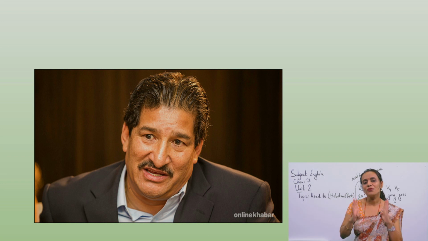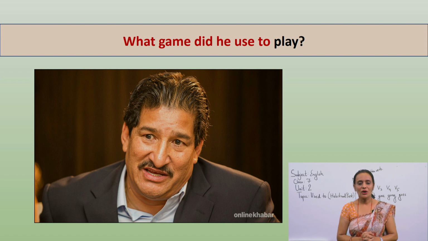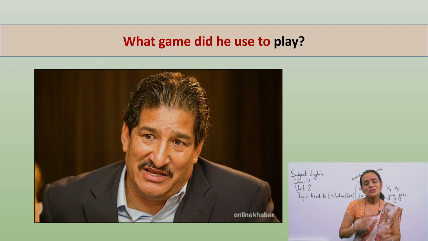Okay, now let's see another. Do you know him? A well-known figure. A famous footballer of our country. He is none other than Ganesh Thapa. But how will you form the question in WH question form? Let's say it here. What game did he use to play? It is in the form of WH question and we are applying used to here. Okay. Now my dear students, we have finished using used to in different types of sentences.